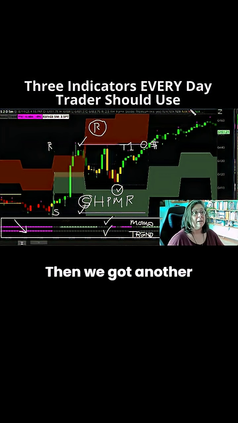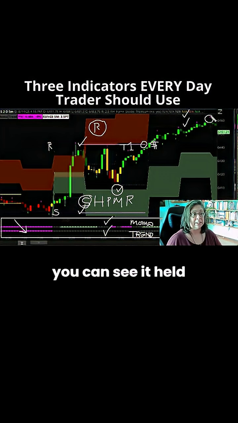Price kept going. Then we got another Darvas here, right? And these are always looking for the pattern to form. And right there you can see it held and begun to send prices lower.